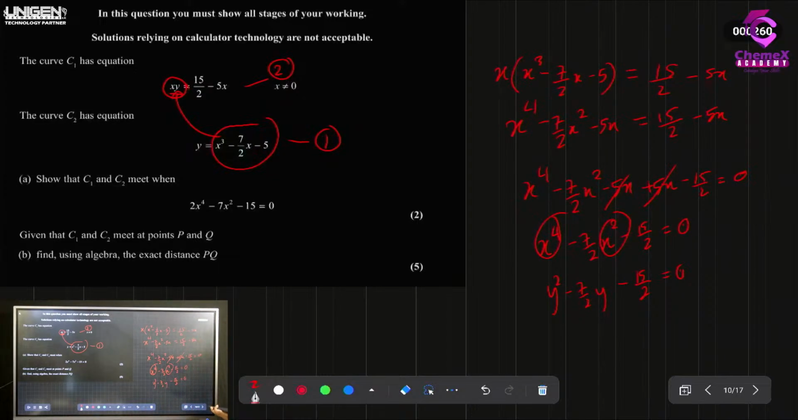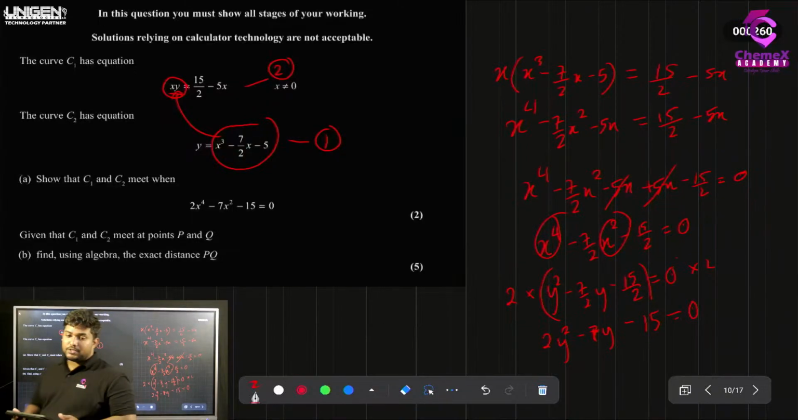They have asked straight away to simplify, right? And show that you will get the equation like this. So what you can do is just multiply everything by, okay, I got it now. Multiply everything by 2 on both sides. Then you get 2y squared minus 7y minus 15. Do you have any doubts with that?